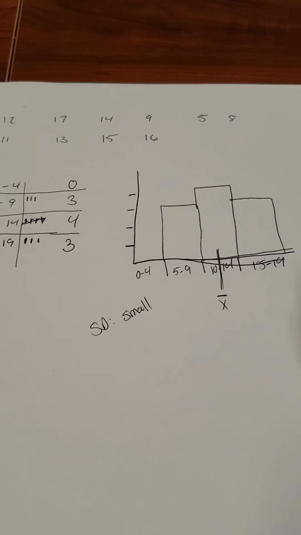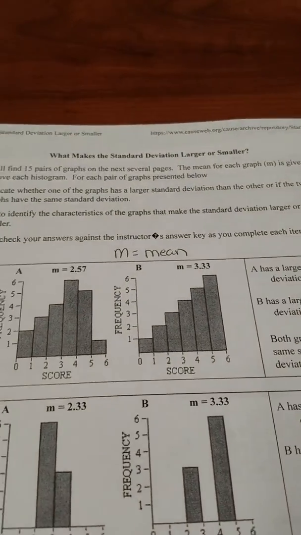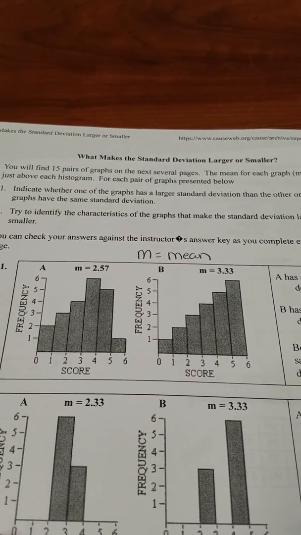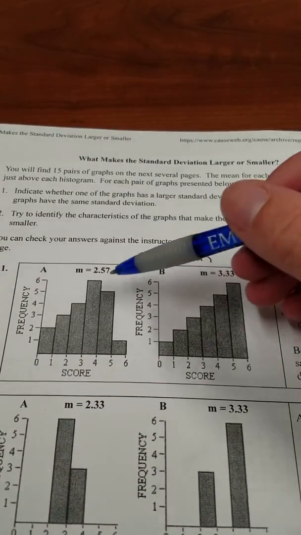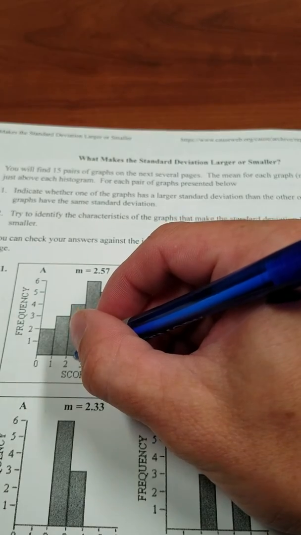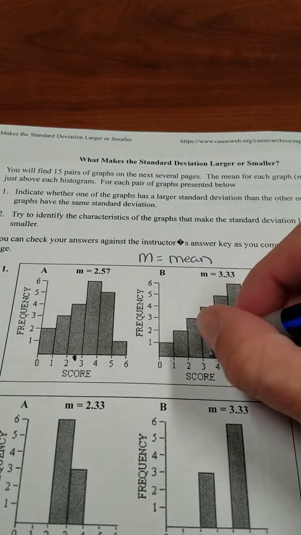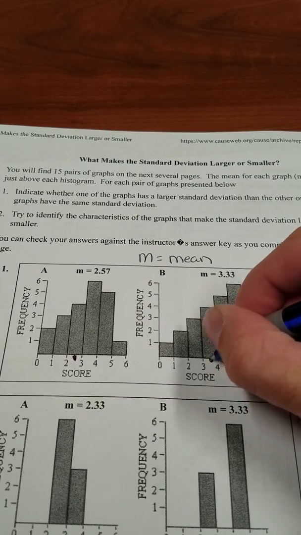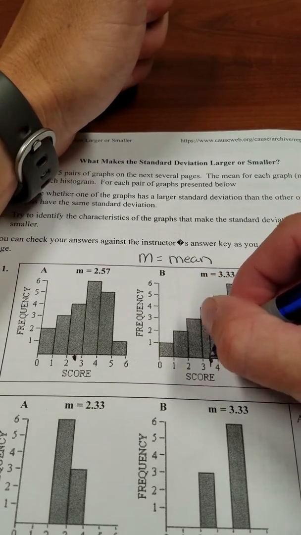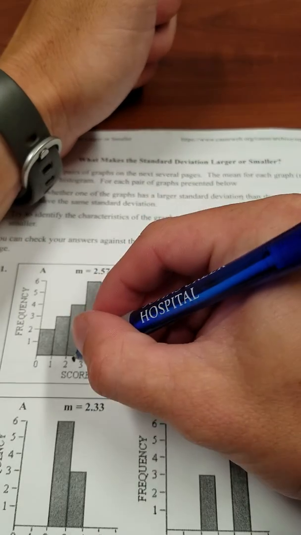Now, you actually have this worksheet in your packet, so I want you to look at it, and I'm going to walk you through just a couple of different types of problems. It's telling you the mean is 2.57. So the mean is right here. For this one, the mean is right here for this one. So I'm going to draw a line all the way up and down.